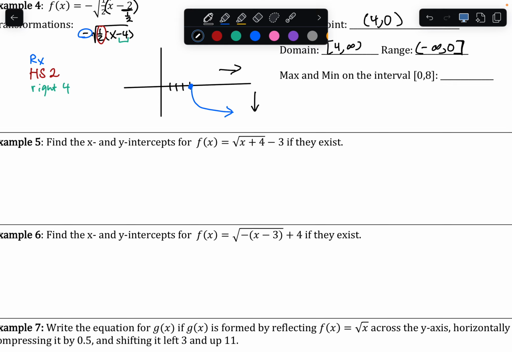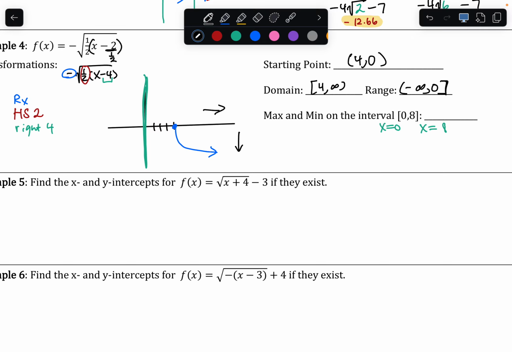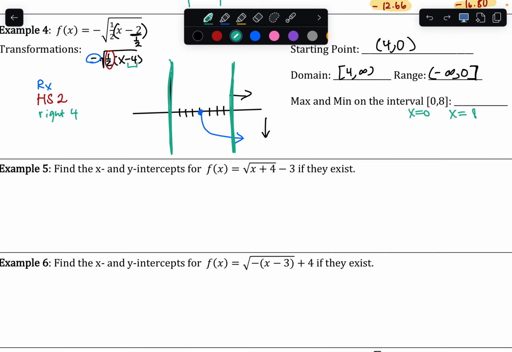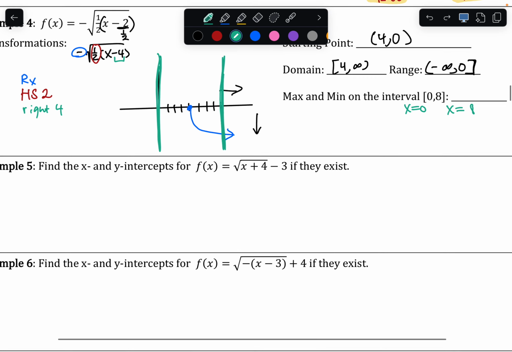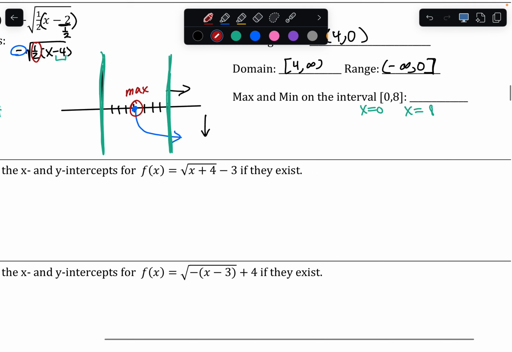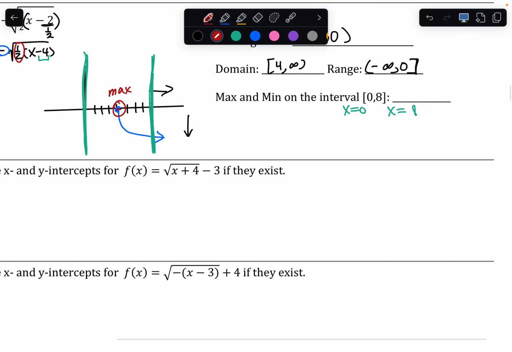Okay, and then our interval is from 0 to 8. And so from x equals 0 to x equals 8. So x equals 0 is right here on the y-axis. X equals 8, 5, 6, 7, 8 would be here. So now when you're looking at our function, I can't even plug in x equals 0 to the function because our graph doesn't exist over there. But looking at our picture, we can see our max, our global max falls on the interval. So that's automatically your max. And so your maximum value is 0, and it occurs at x equals 4.